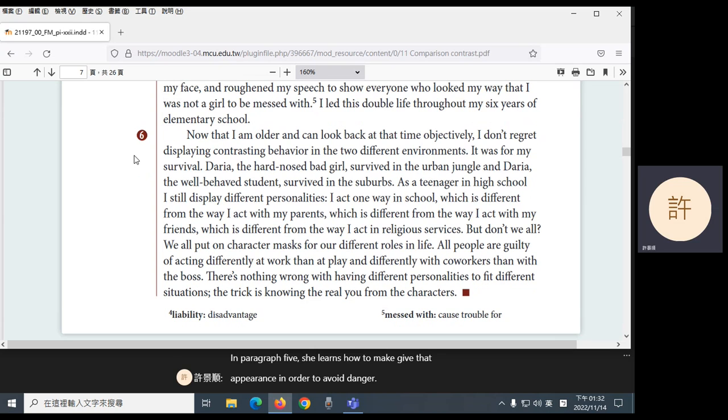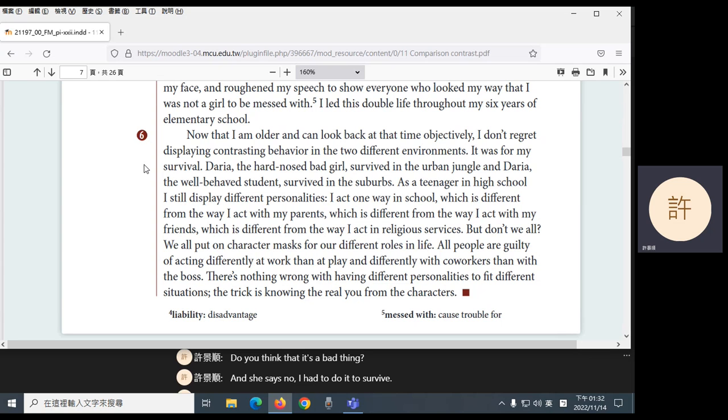Now that I'm older and can look back at that time objectively, I don't regret displaying contrasting behavior in the two different environments. It was for my survival. So this conclusion answers a question that the reader might have, which is, how do you feel about your behavior today? Do you think that it's a bad thing? And she says, no, I had to do it to survive.